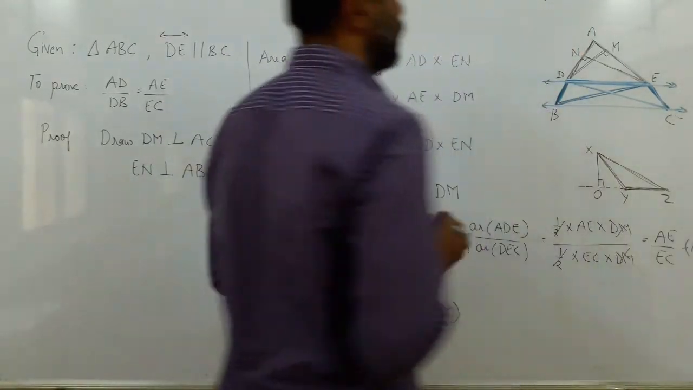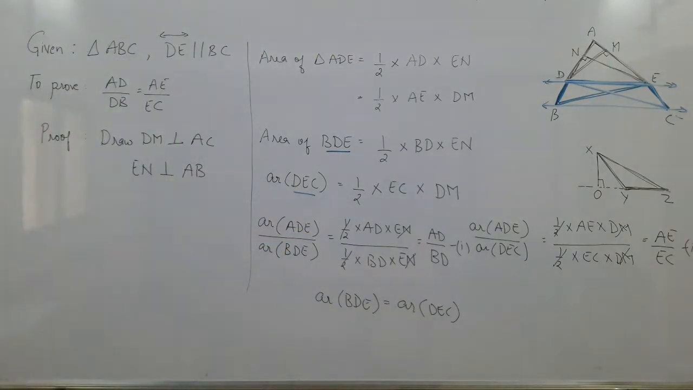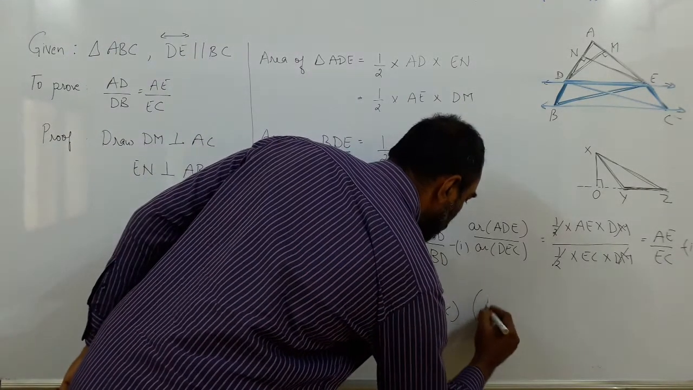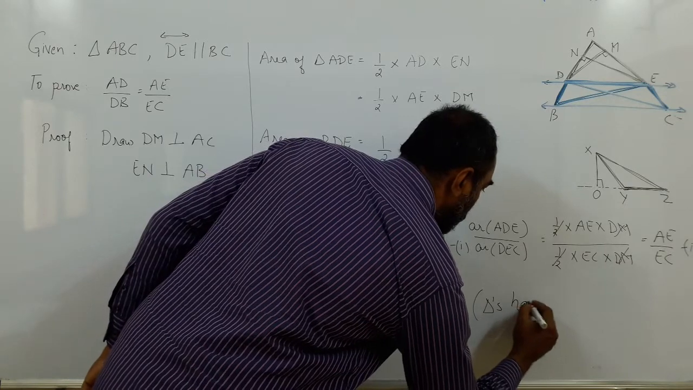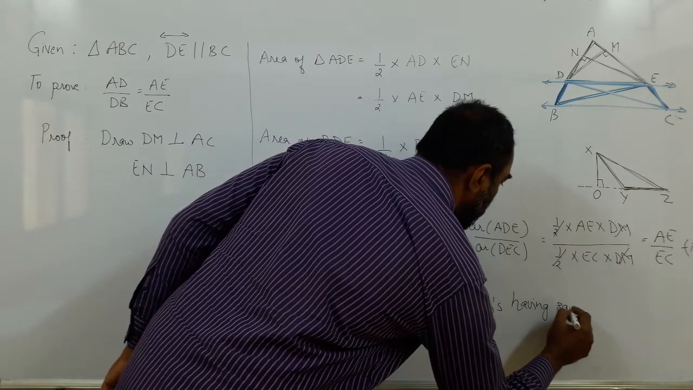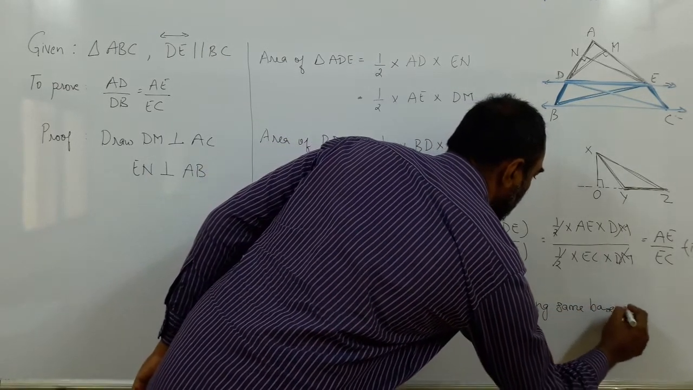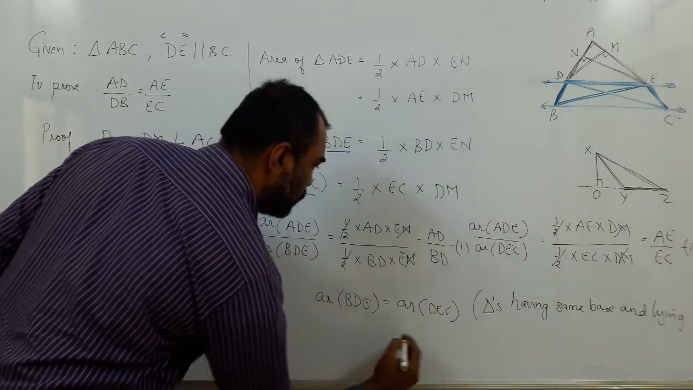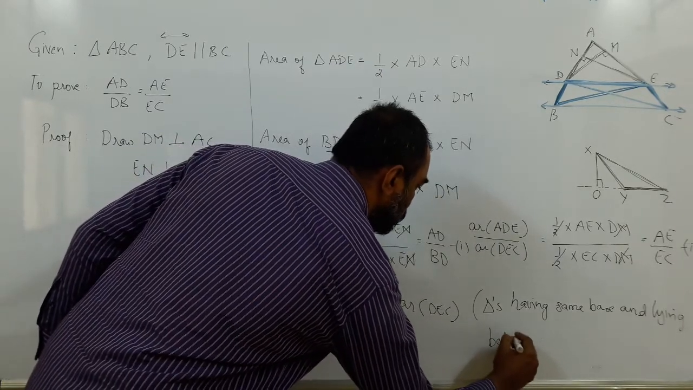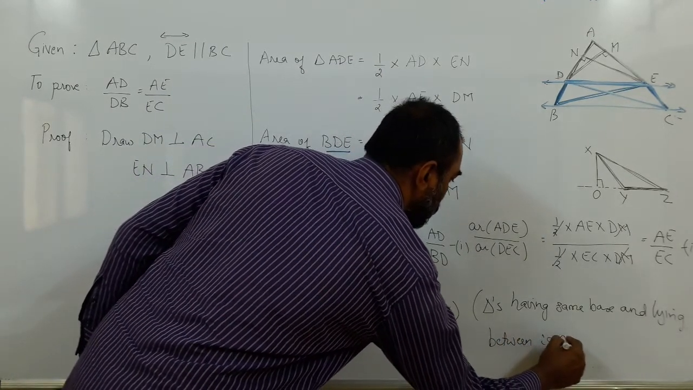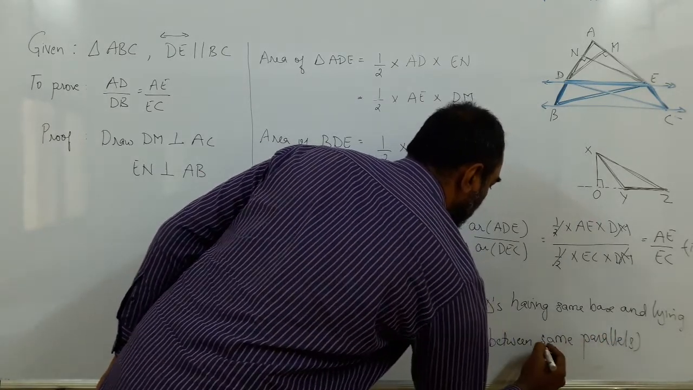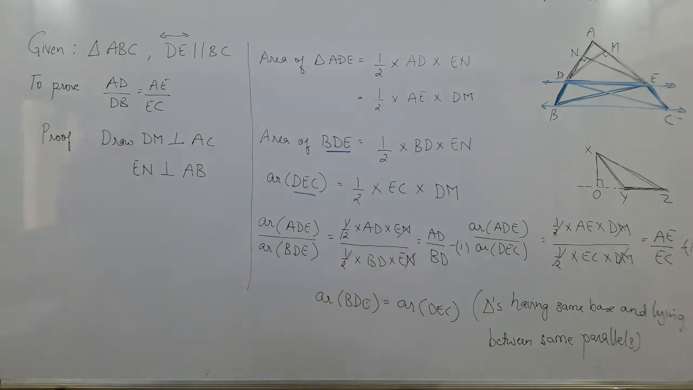So this you did in the 9th standard. Triangles having the same base and lying between the same parallels are equal in area. Mention here: triangles having same base and lying between same parallels are equal in area. So these two areas are equal.